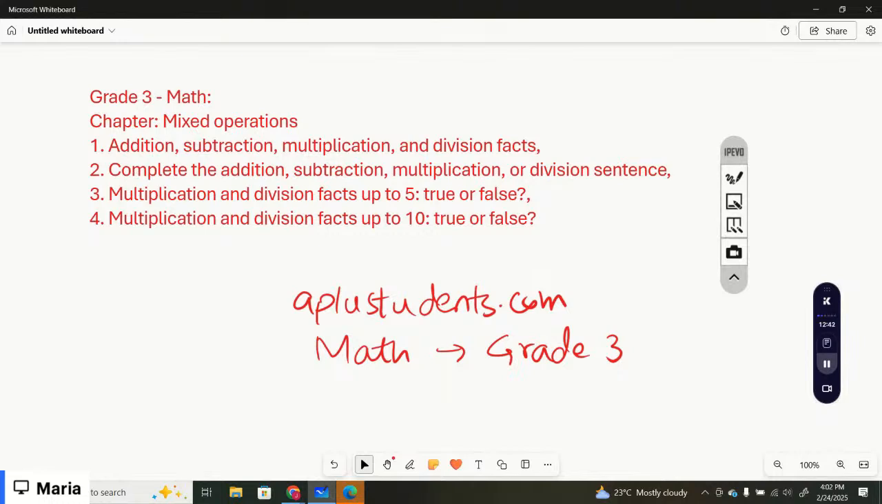We're going to start with the chapter mixed operations. The lessons we're going to cover today are addition, subtraction, multiplication, and division facts; complete the addition, subtraction, multiplication, or division sentence; multiplication and division facts up to 5, true or false; and multiplication and division facts up to 10, true or false. Please make sure you have your book and pencil so that you can note down the important examples and definitions as well.